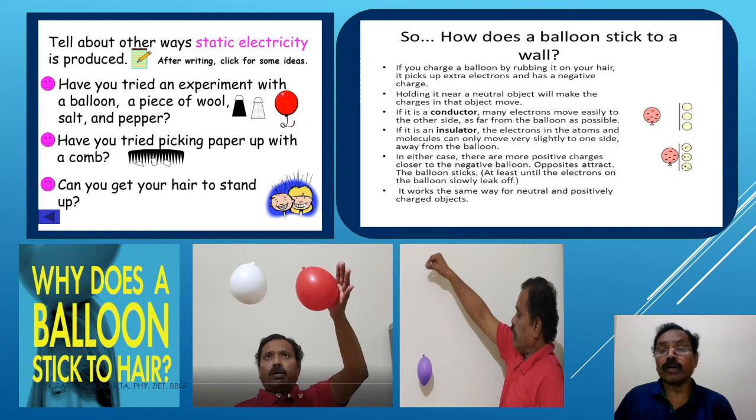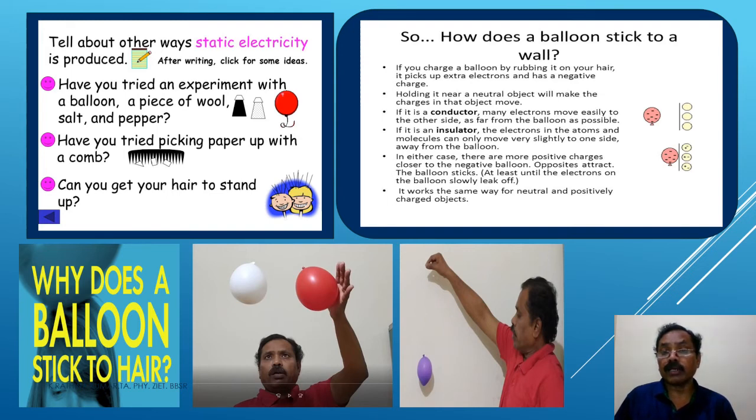How does a balloon stick to a wall? If you charge a balloon by rubbing it on your hair, it picks up extra electrons and has a negative charge. So the wall, having an excess of negative charge, attracts the positive charge which is remaining in the body. Holding it near a neutral object will make the charge in that object move.